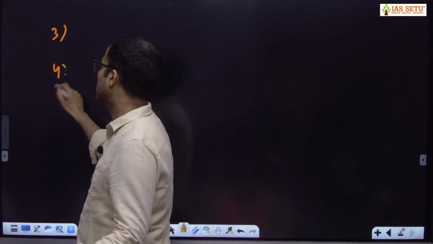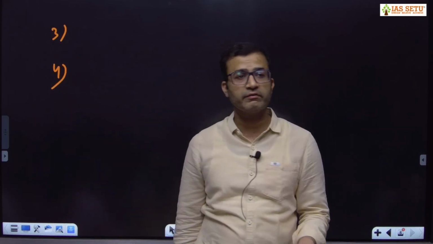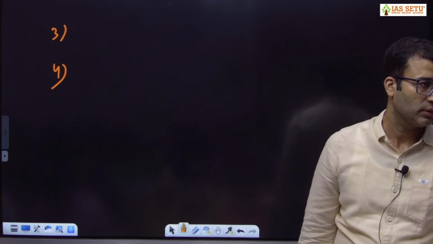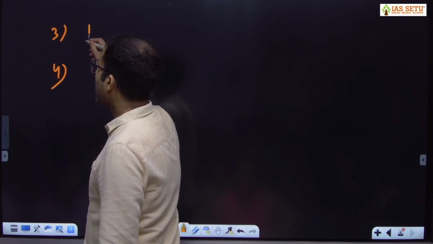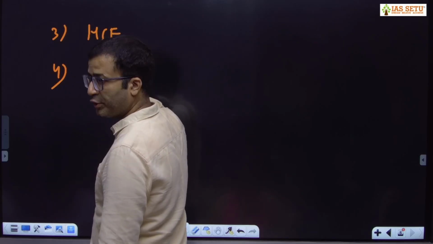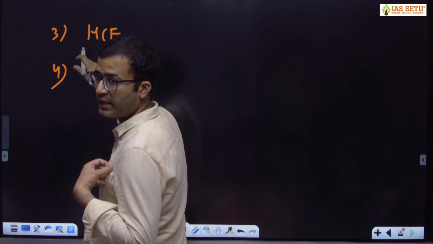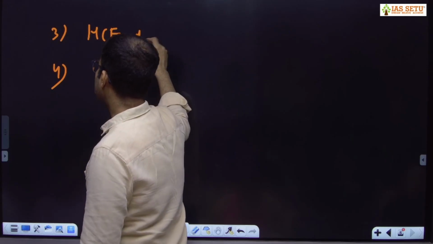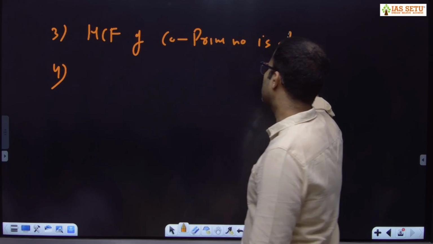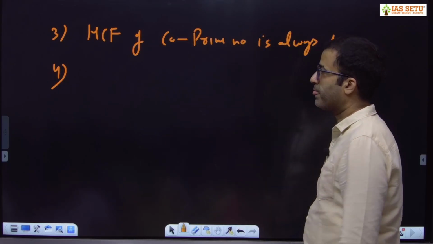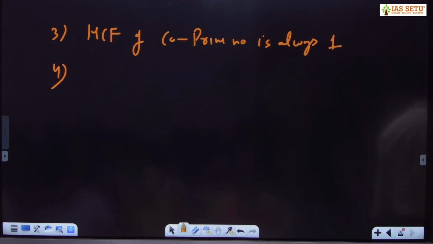Now next is the third and fourth observation. You write. We understand these observations later when I will teach you LCM or HCF. मैं लिखवा देता हूं अभी। HCF, many of you already know, HCF stands for highest common factor. HCF of co-prime numbers is always 1.